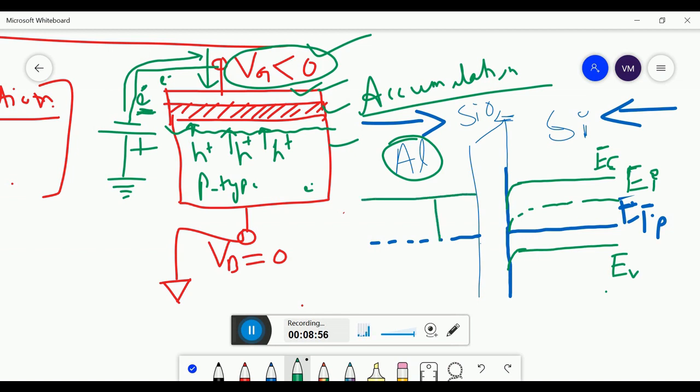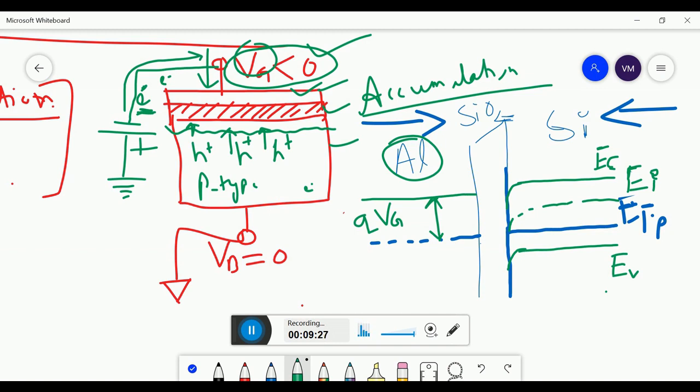And how much does it go up? The total amount is the potential Vg, the gate voltage which you are applying here. Since we are measuring it in electron volts, I write qVg here, where q is the charge of an electron. This much the Fermi level of aluminum goes up.